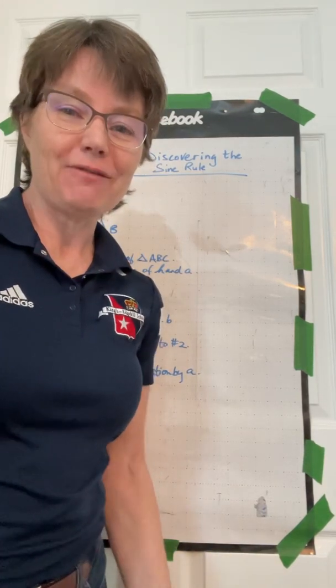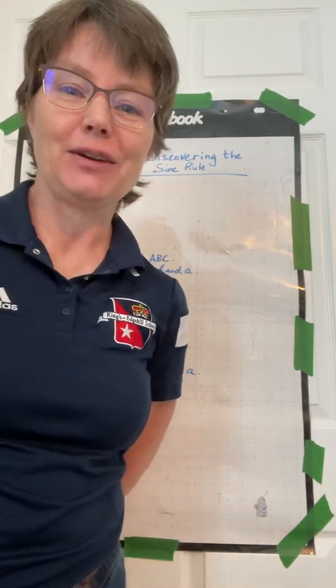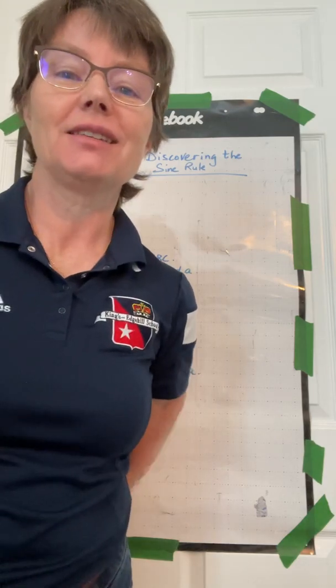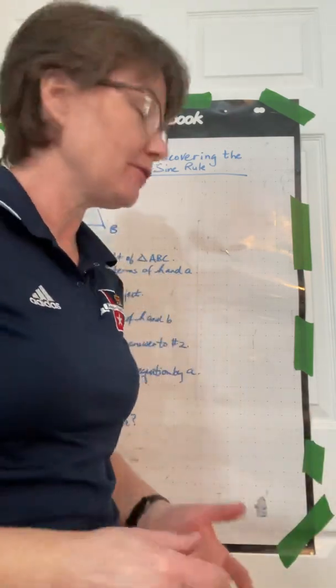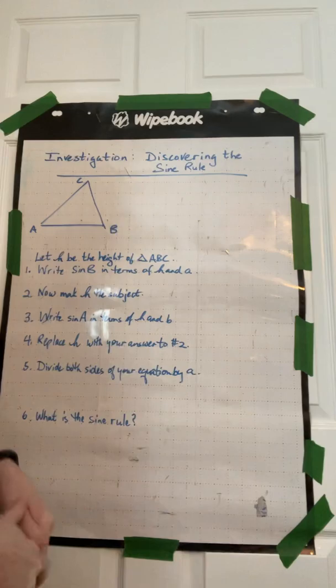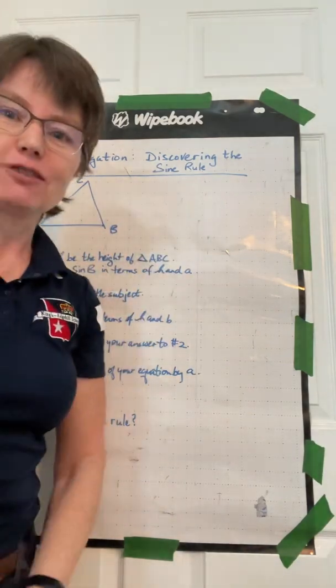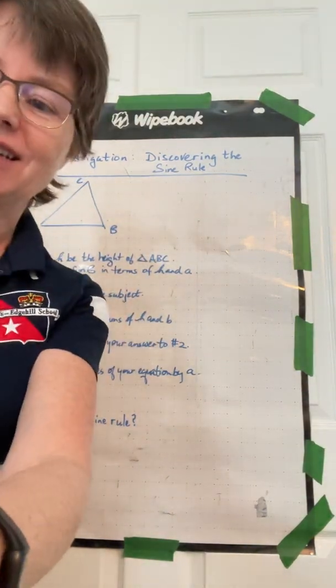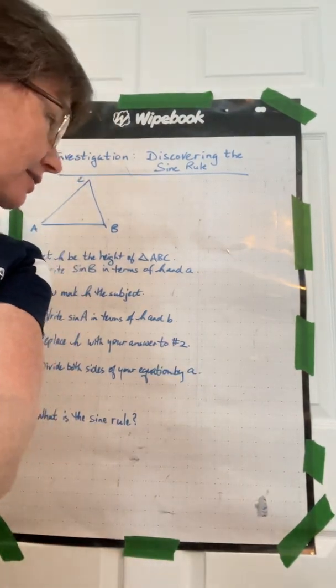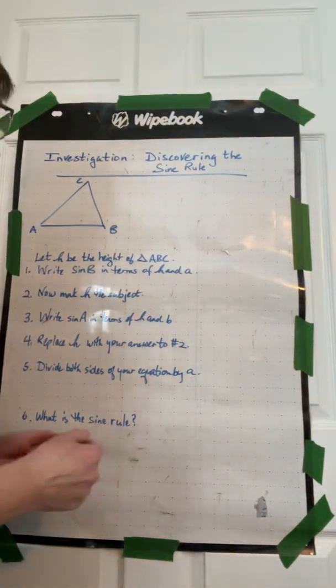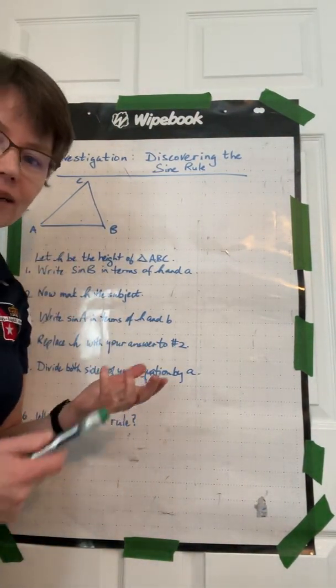Hello, we're gonna have some fun figuring out what the sine rule is. And you can think of this as a proof as well for the sine rule. Investigation, discovering the sine rule. So let's go. We've got a triangle here that's obviously not a right-angled triangle.